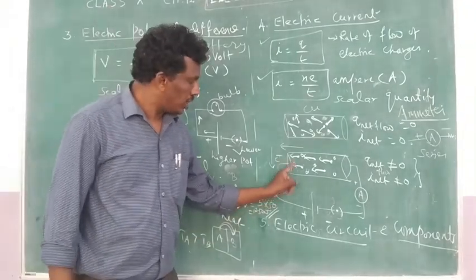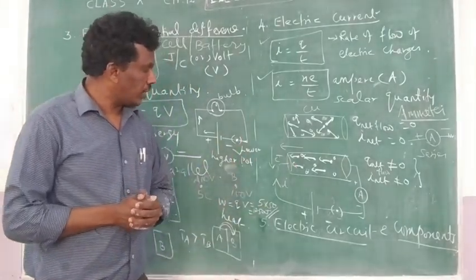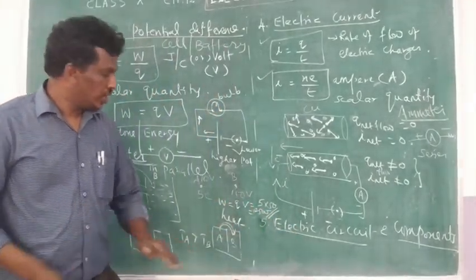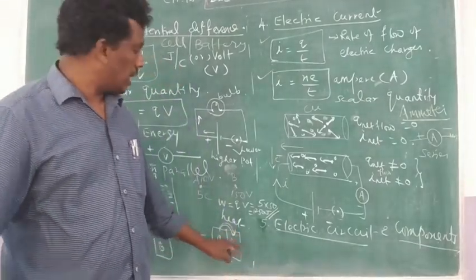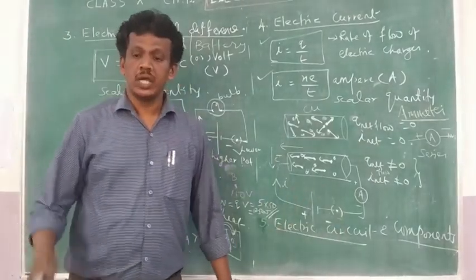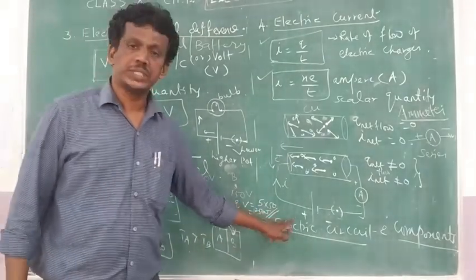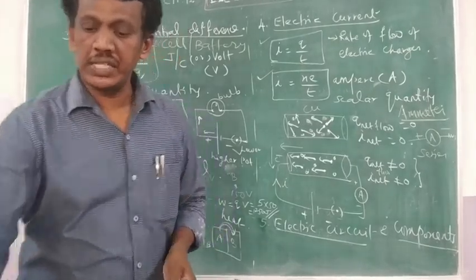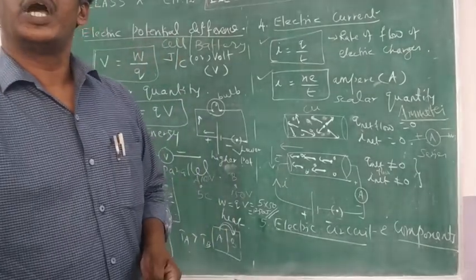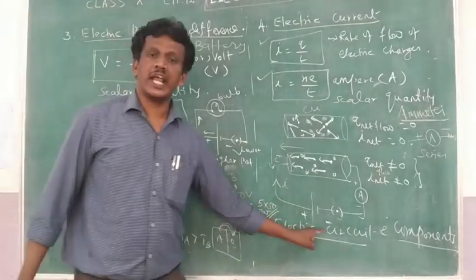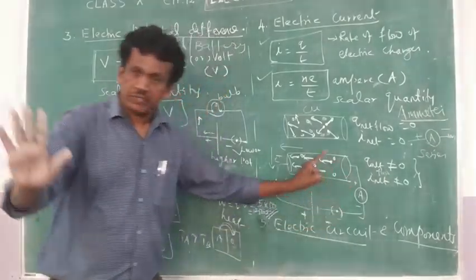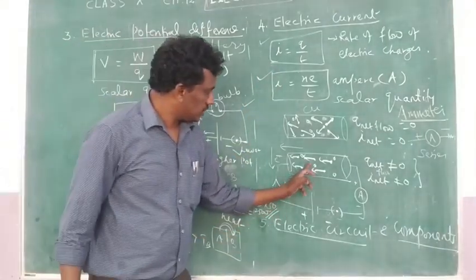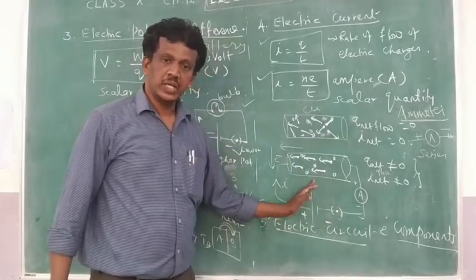Okay, so you got what is about the electric current, how the electrical conduction takes place in the metal. The last topic in this video: electric circuit and components. What is meant by electric circuit? It is a continuous and closed path of an electric current. It is nothing but electric circuit. Okay, because the path is closed.